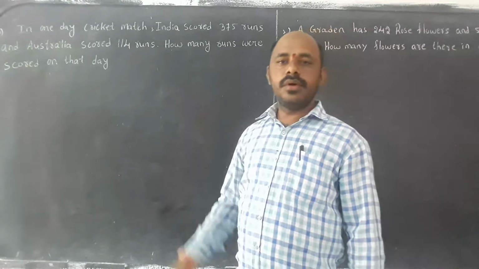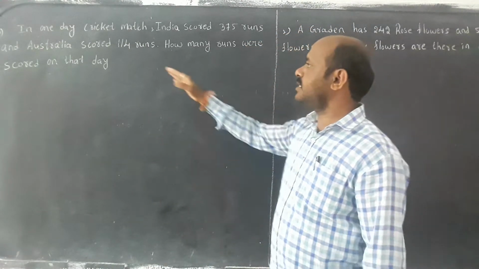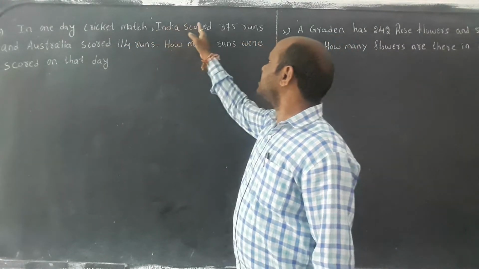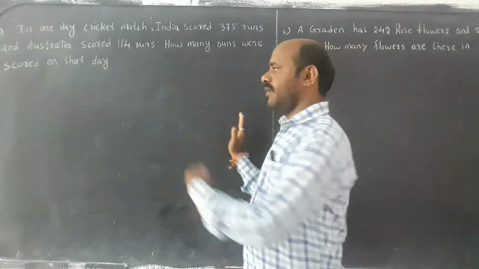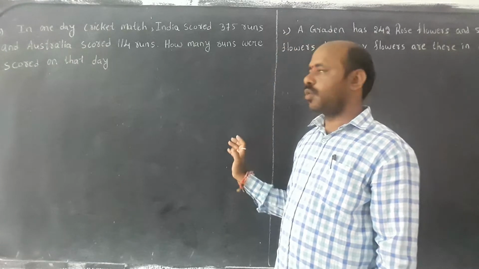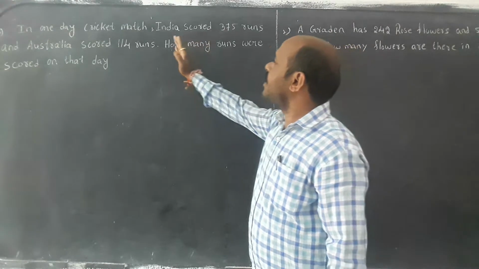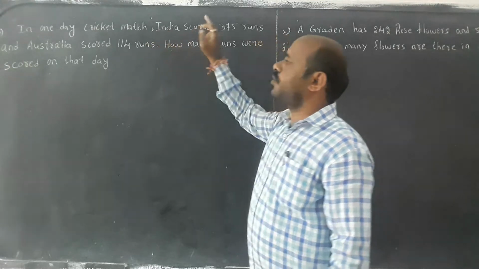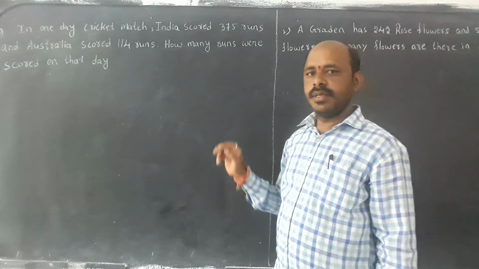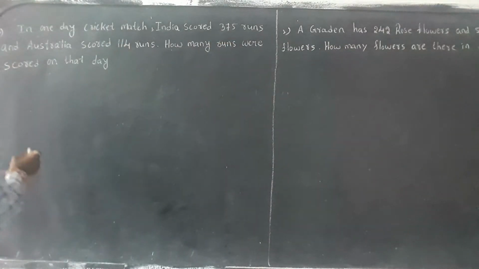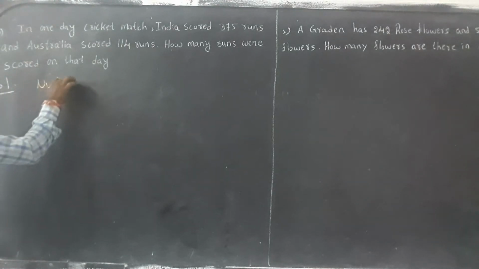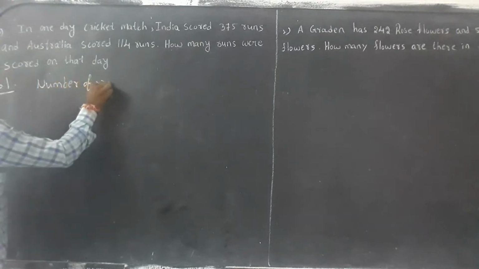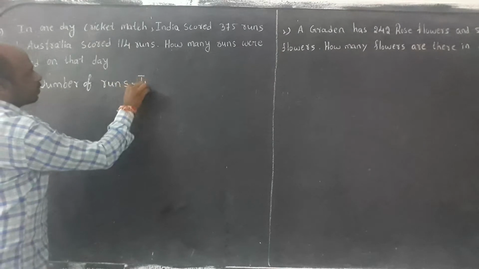First, how to write the statements. See once, in a one day cricket match, India scored 375 runs. We have to write that in the left side statement, and on the right side is the score. What we have to write? Number of runs India scored. Solution, compulsory we have to write solution. Now we have to write number of runs India scored.